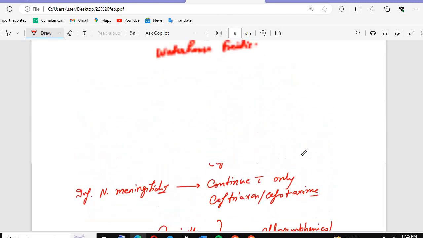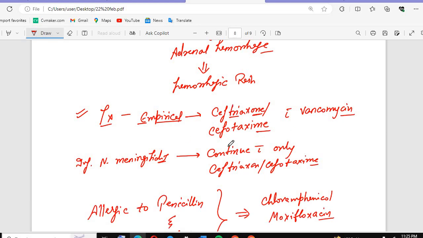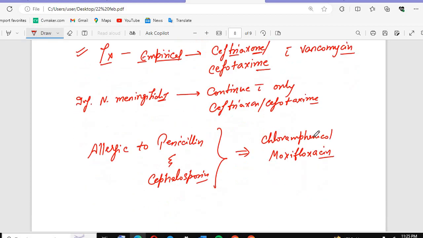So first we have the empirical treatment, ceftriaxone or cefotaxime with vancomycin. If only Neisseria meningitidis infection is there, continue with ceftriaxone or cefotaxime. If the patient took empirical treatment before and Neisseria meningitidis infection is still there, we continue with only ceftriaxone or cefotaxime. If there is allergy to penicillin, we can go for chloramphenicol or moxifloxacin. Okay, I hope this is clear.